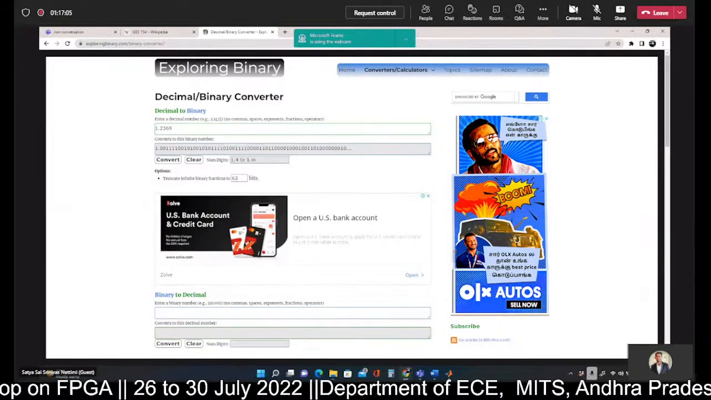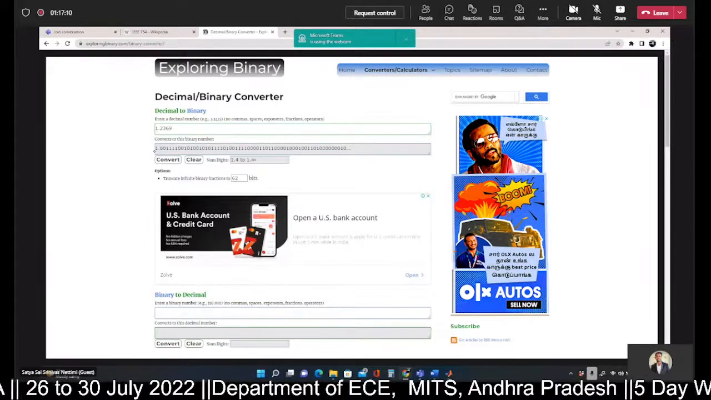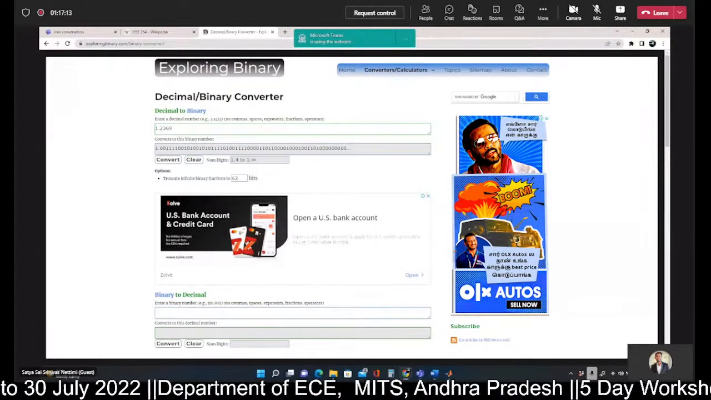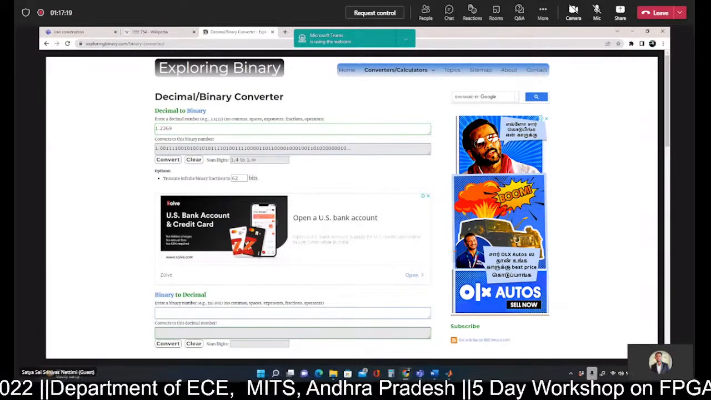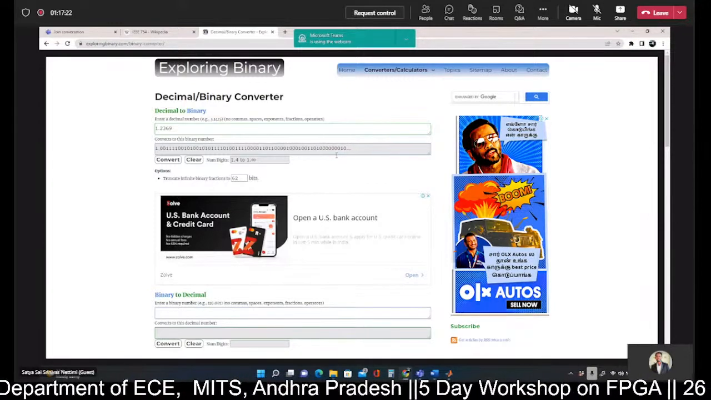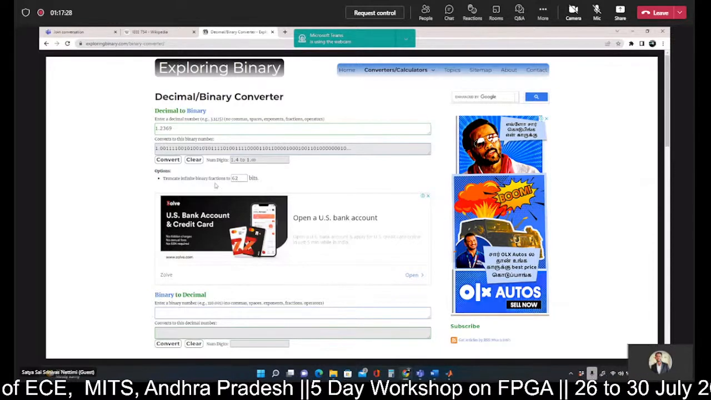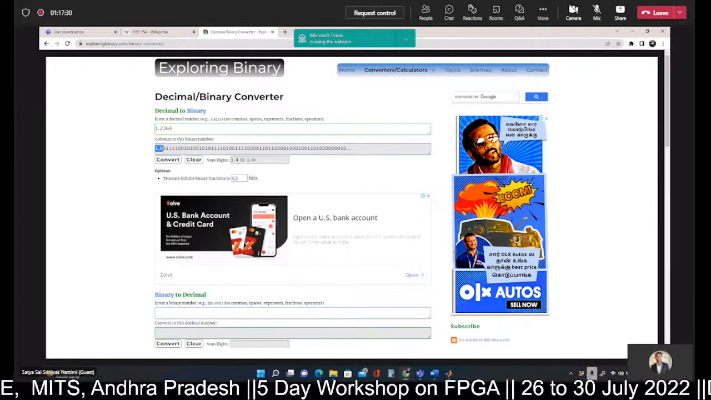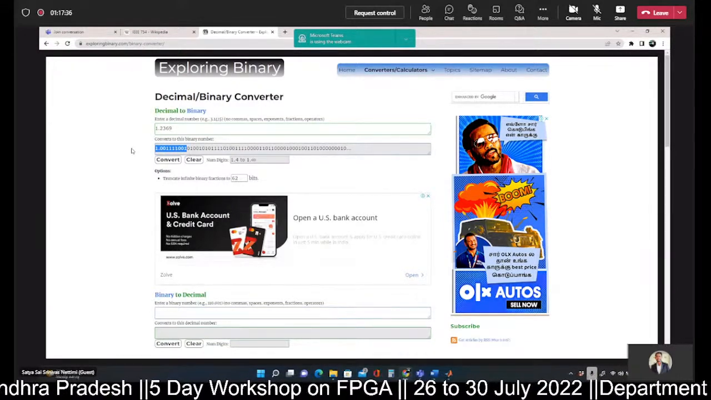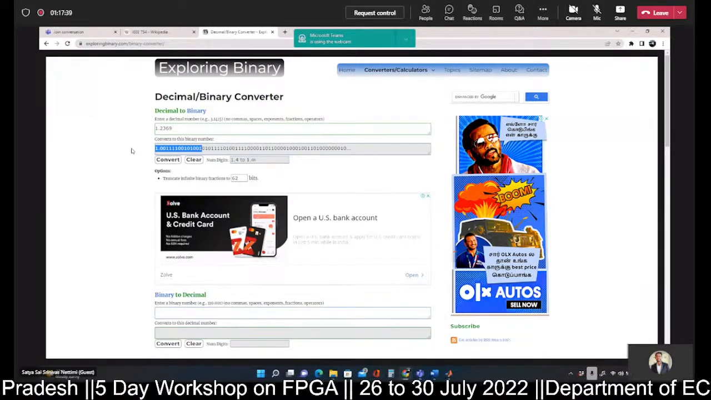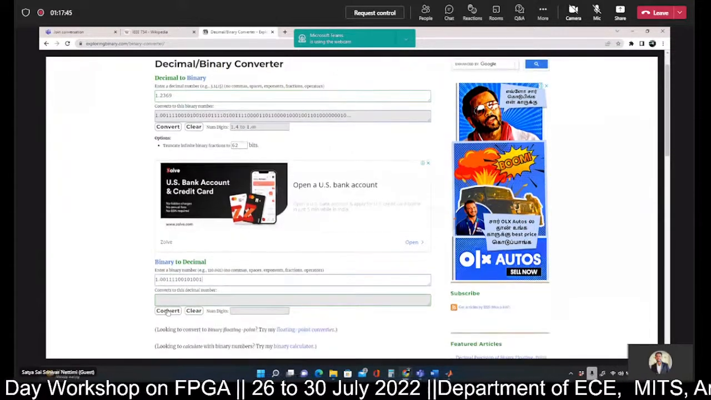In order to represent decimal 1 in binary, we require 1 bit. So 1, and you have a fractional part, that is 2369. In order to represent 2369, an infinite number of bits is required. So what I'm trying to do is take only 14 bits for the fractional part. 1, 2, 3, 4, 5, 6, 7, 8, 9, 10, 11, 12, 13, 14. If you represent it with only 14 bits, you will see what the resultant value is.